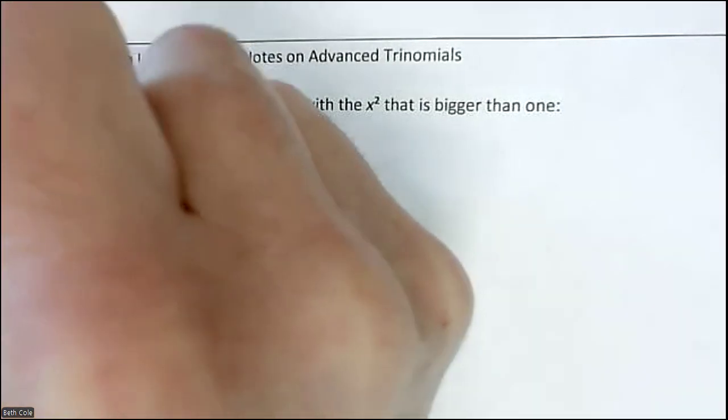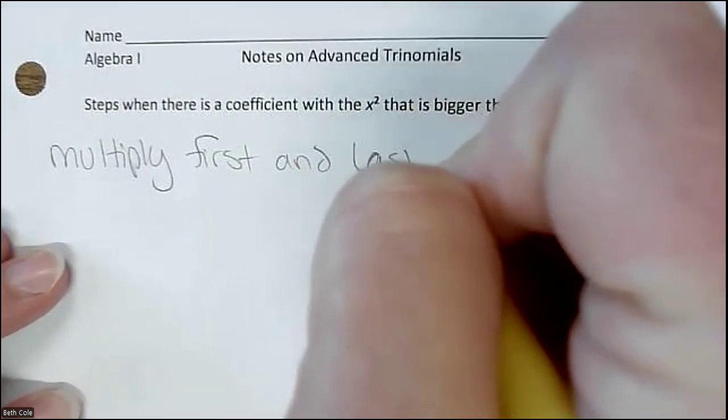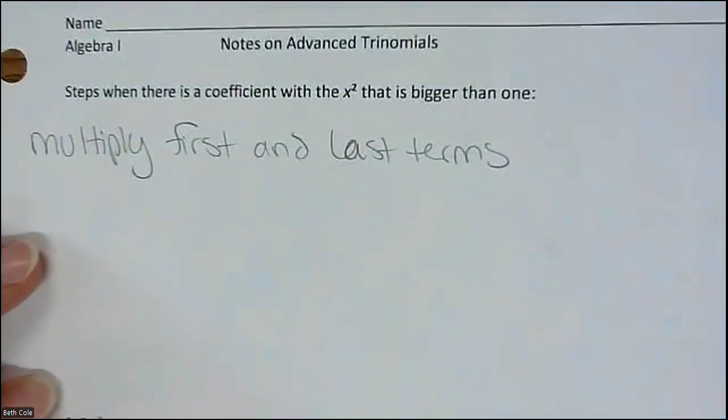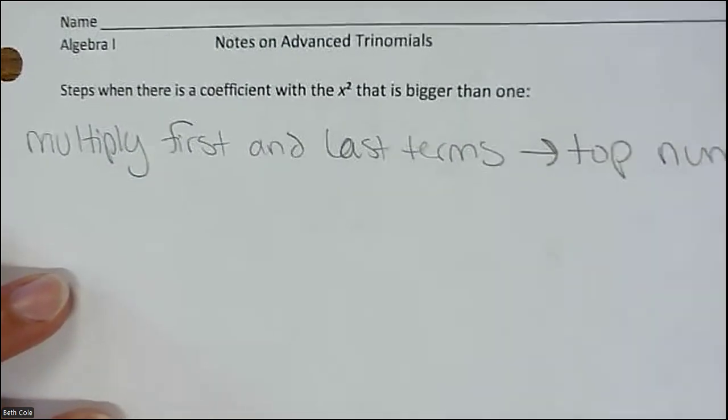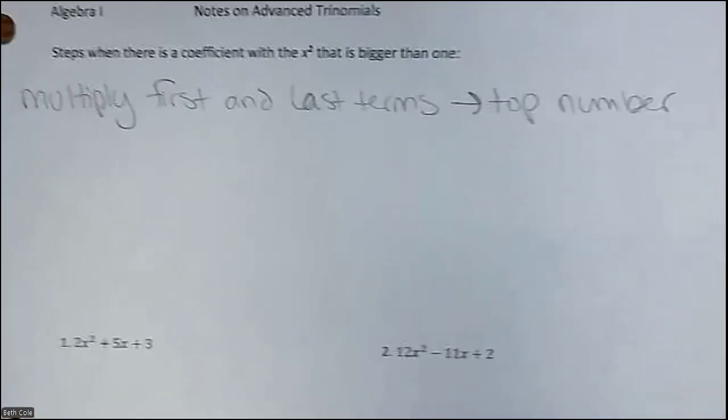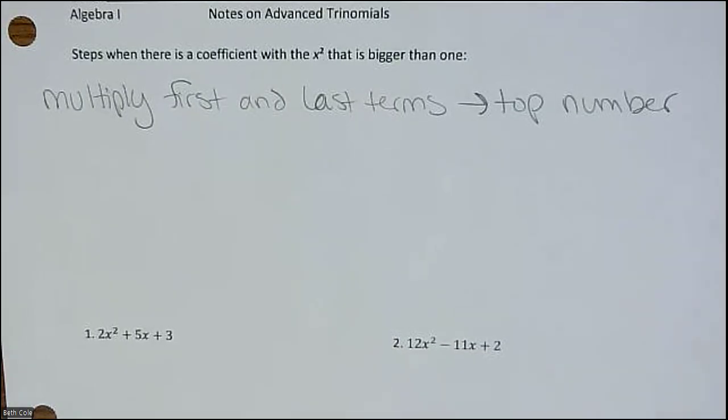So what you're going to do is multiply the first and last terms. And that's going to be your top number in your X box. So multiply the first number and the last number, and that goes on the top of the X. And again, this is just for if there's a number that's a coefficient with the X squared. Did you notice that all the ones on the maze that you just did were just X squared and nothing else? Yes. So these ones are going to have a number in front of that.